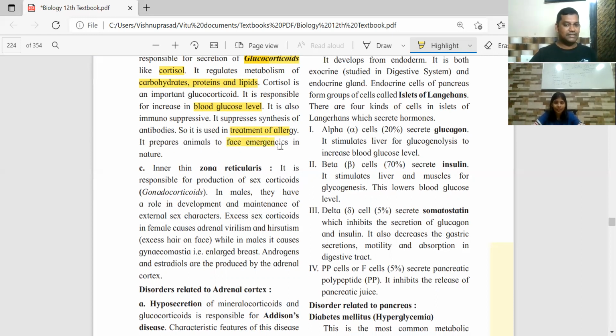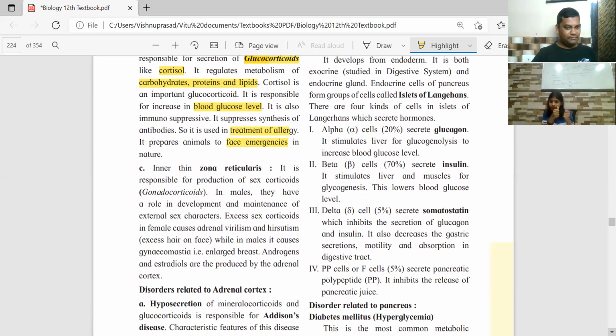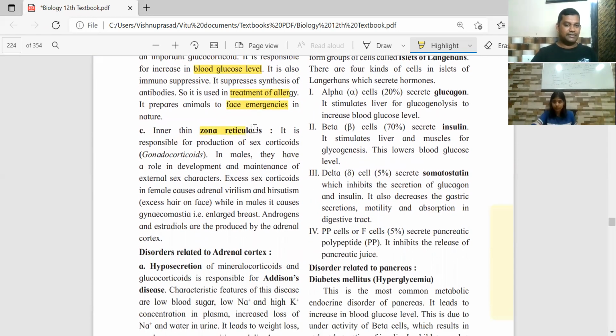It also prepares animals to face emergencies in nature. When a sudden decision has to be made, glucocorticoids come into the picture. If a deer is nicely grazing somewhere and suddenly there is a tiger, the deer understands, and as a reflex it must start running. Along with that, this hormone also helps. So glucocorticoids are produced in the zona fasciculata. Is it clear?